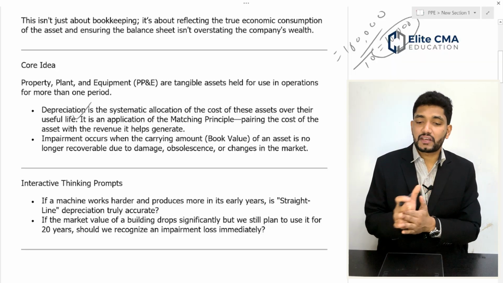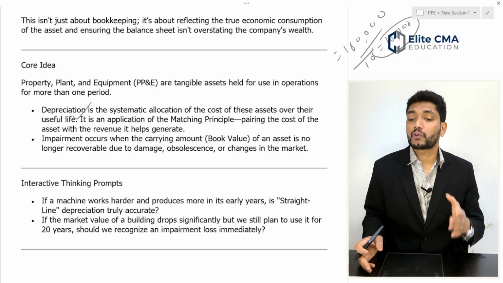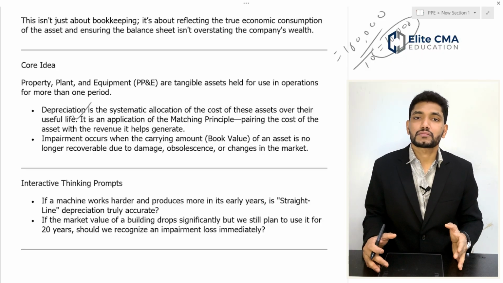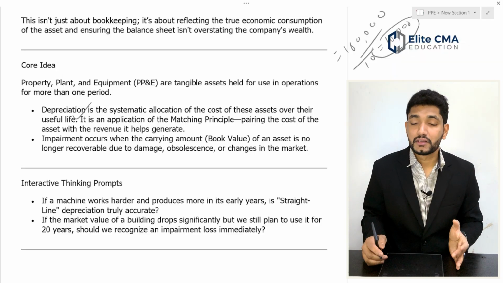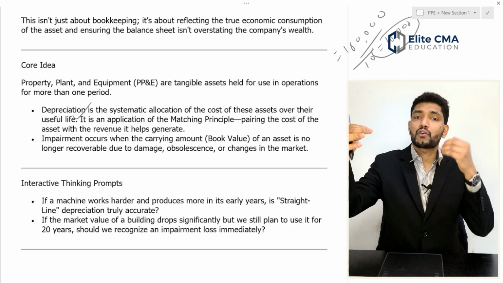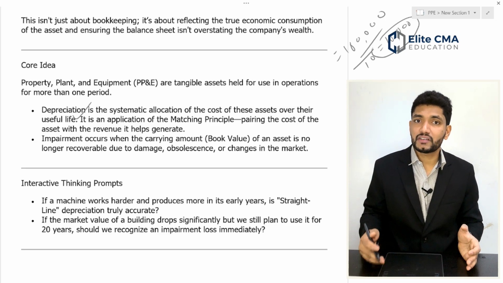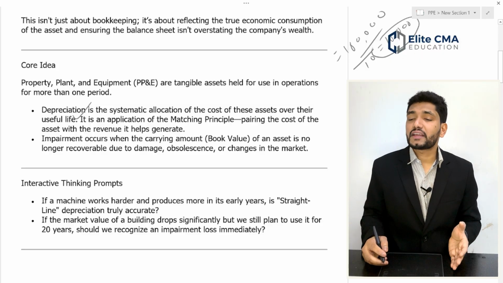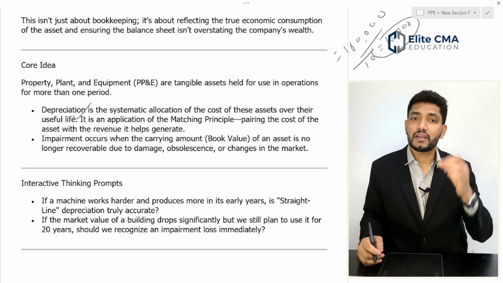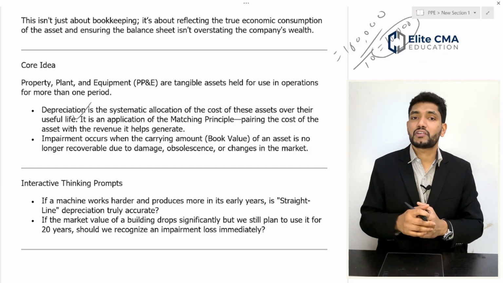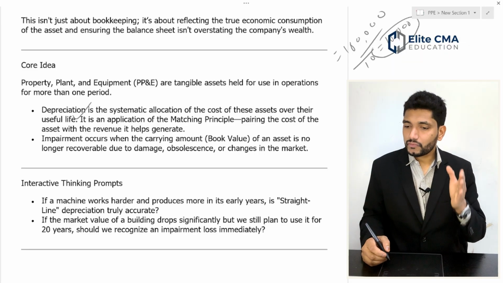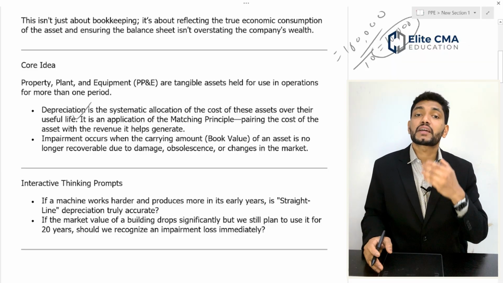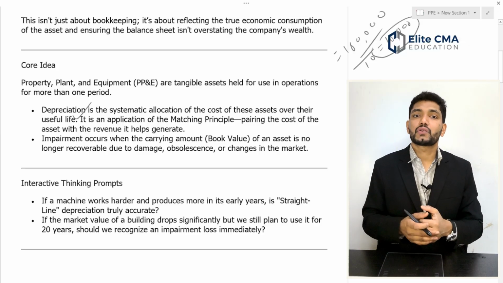Suppose in a real business case, a machine works harder and produces more in the early years. Is straight line depreciation truly accurate? As per the matching principle, it is not accurate. Why? Because it is not matching its revenue with the cost. Maybe in the beginning years, you may produce more quantity and generate more revenue, and if you are applying straight line, you are applying the same 10,000 every year. So this is not accurate and does not match the matching principle. In this case, there are other depreciation methods, like the units of production method or the double declining balance method. These are some depreciation methods you can use in this case.